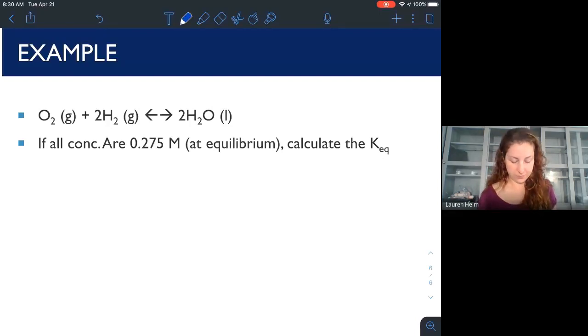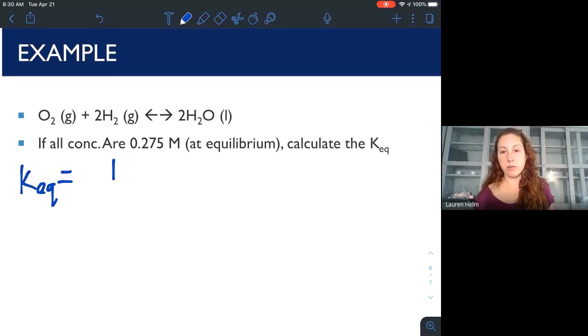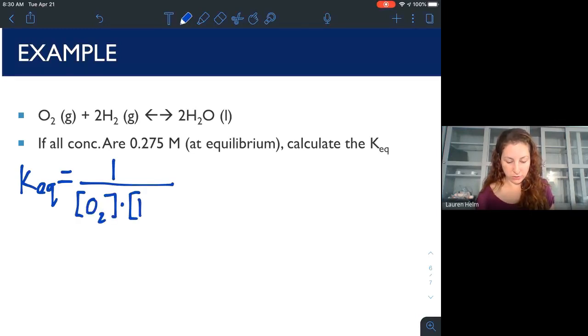Okay. So our equilibrium expression is equal to the products. We have no product that's a gas or aqueous. So it's just 1. Everything else cancels out or is left out, over the concentration of our reactants raised to their coefficients. So there's our expression. Now we're told if all the concentrations are 0.275 molar at equilibrium, what is the equilibrium constant for this reaction?